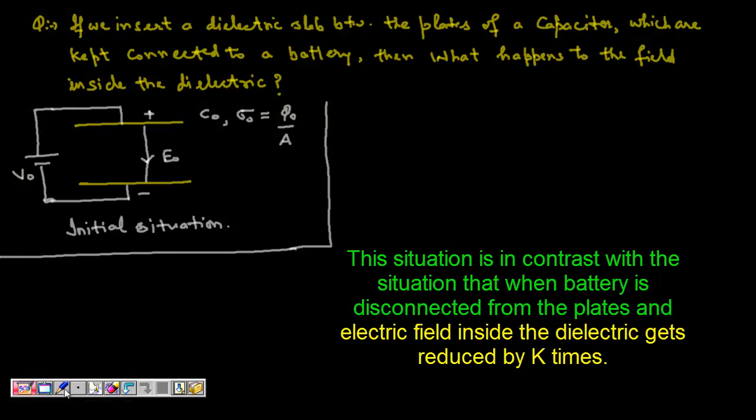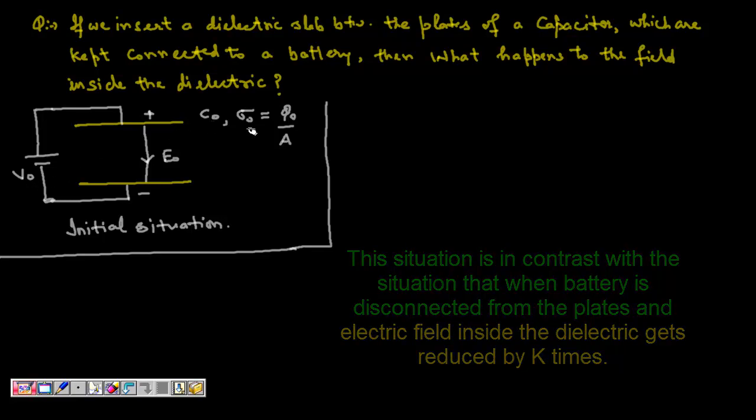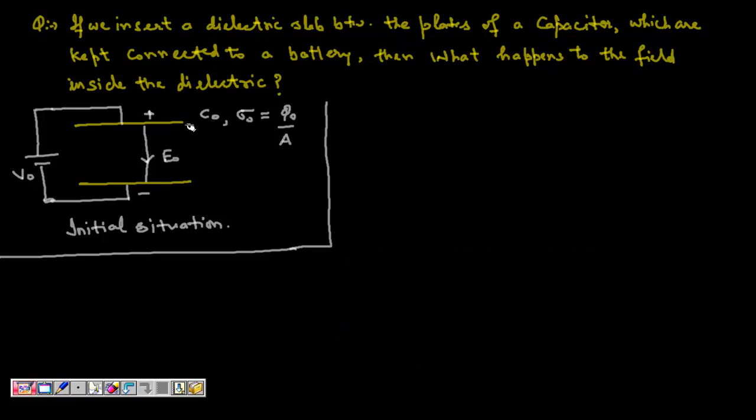So our topic of discussion is that if we insert a dielectric slab between the plates of a capacitor and the plates are kept connected to a battery, then what happens to the field inside the dielectric? Now we have this situation that suppose these are the plates of the capacitor and they are connected with the battery having potential difference V0, and C0 is its capacitance and σ0 is the surface charge density on these plates, and this is the electric field between the plates.